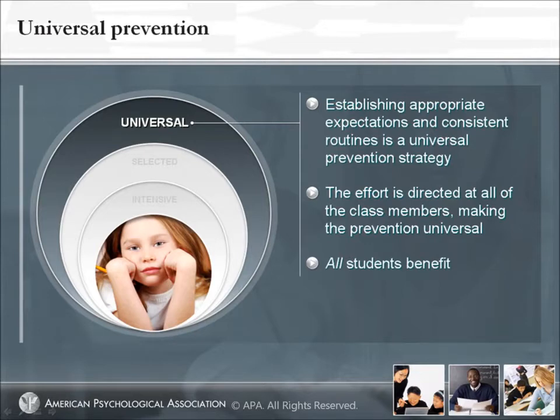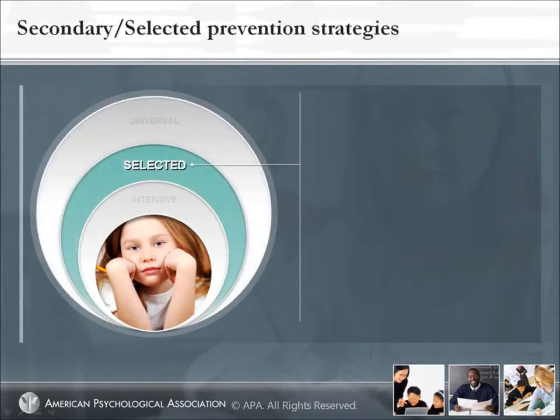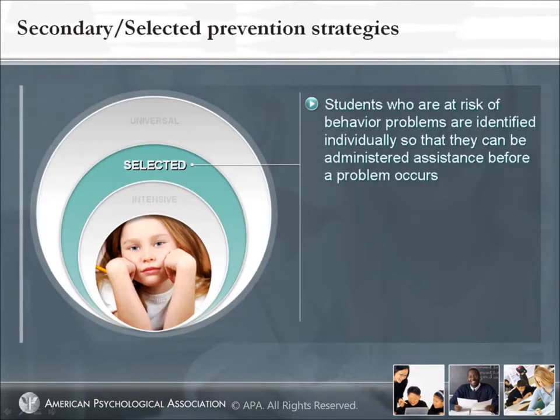Secondary selected prevention strategies. At this level, students at risk of behavior problems are identified individually so that they can be administered assistance before a problem occurs. Response to intervention, RTI, is a strategy designed to identify students who are at risk for falling behind in reading, written language, or mathematics. For example, frequent assessment with curriculum-based measurement is used to identify 15 to 20% of class members who are struggling with reading.